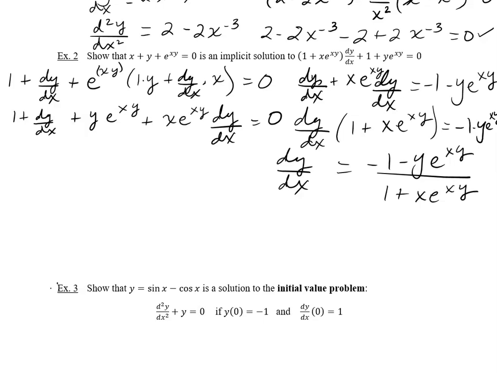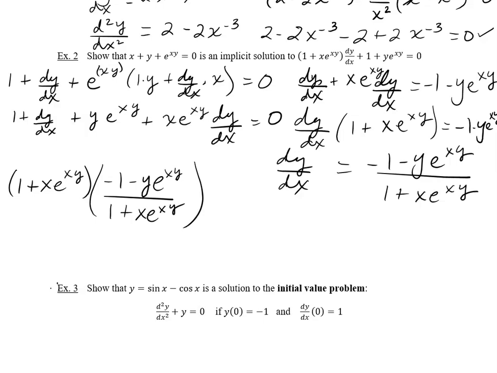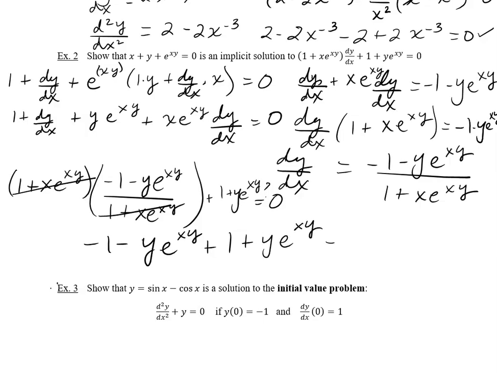So I'm going to substitute that expression back in for dy/dx into the original equation that they gave us. So we have 1 plus x e to the xy times -1 minus y e to the xy over 1 plus x e to the xy, plus 1 plus y e to the xy. And the question is, does that equal 0? And you'll see here that it does. These terms, of course, divide out. So you're left with -1 minus y e to the xy plus 1 plus y e to the xy, which is, of course, 0. So we are good to go.